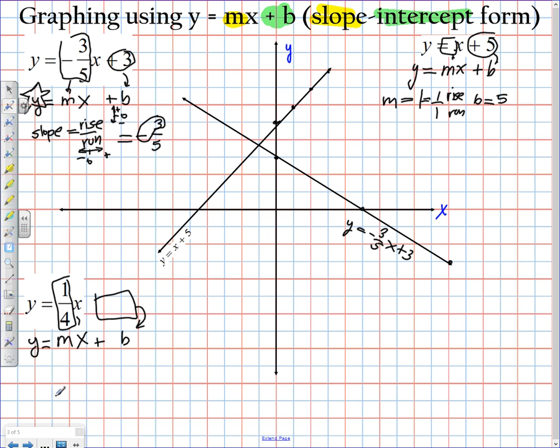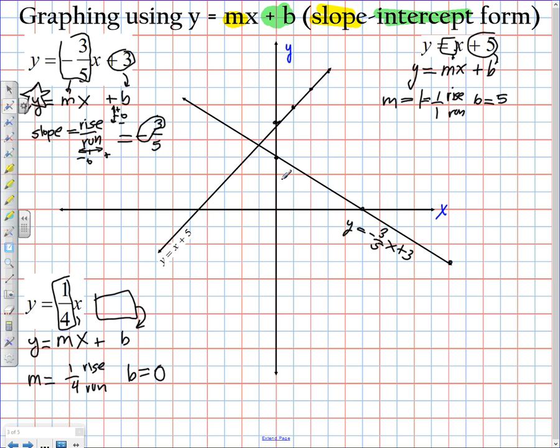So to do the graph, my m is 1/4, or the slope is 1/4. 1 is the rise, and 4 is the run. And the b value is the number. What number do you see here? I don't see anything, and the number for nothing is 0. B is 0. So when you graph, do the b first, then do the m, do the y-intercept, then the slope. So my y-intercept is 0.